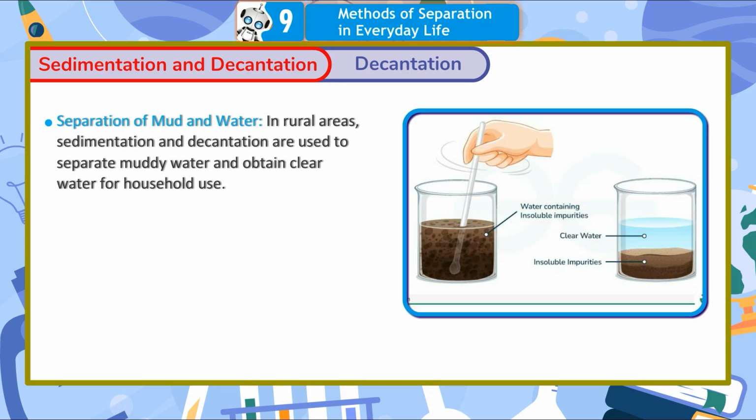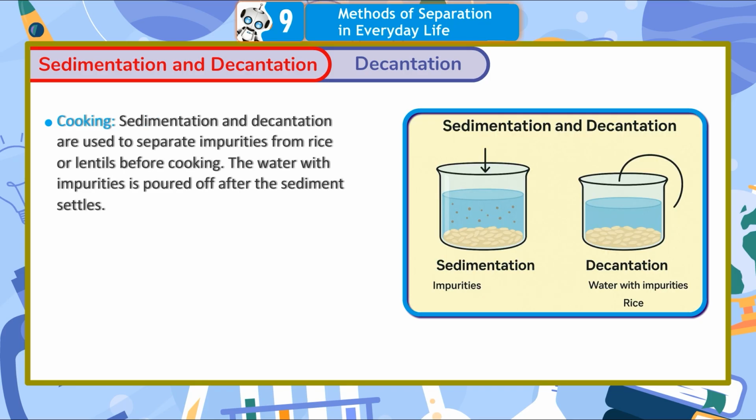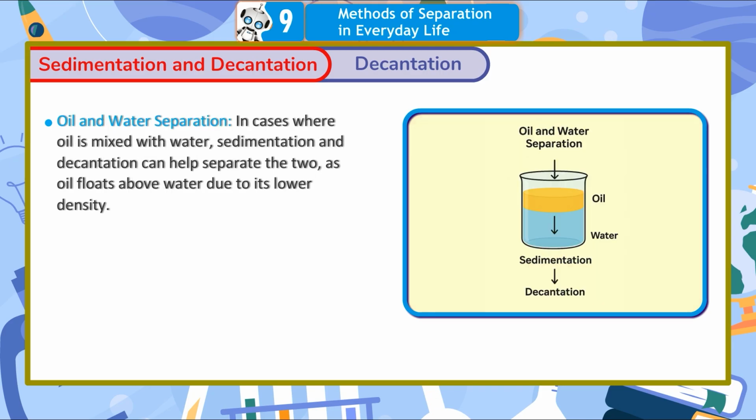Separation of mud and water in rural areas. Sedimentation and decantation are used to separate muddy water and obtain clear water for household use. Cooking. Sedimentation and decantation are used to separate impurities from rice or lentils. Before cooking, the water with impurities is poured off after the sediment settles.